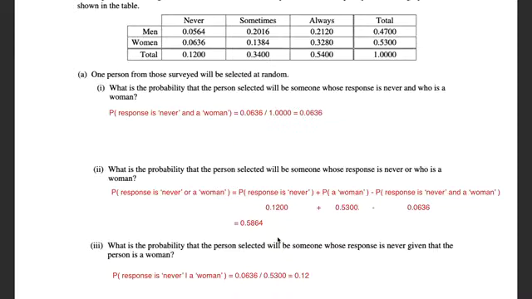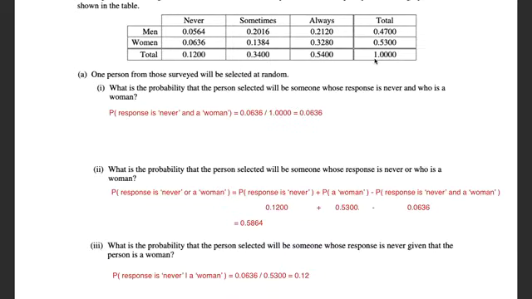So I would offer that the structure, the look and feel of this question is something that's reasonable to expect going forward. So part A of the question, what's the probability that the person selected will be someone whose response is never and who is a woman? No problem. Well, you want both of those to be true. So here is the never column. Here is the woman row. So our probability is the 0.0636 divided by the total.